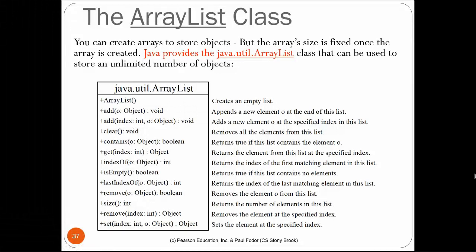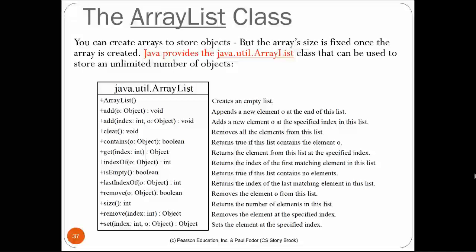Okay, so we talked about generic data structures and generic programming, and in fact we implemented our own class Stack of objects. You can create arrays to store objects. Basically, you can create an array of objects and it will store any kind of objects. However, the size of an array is fixed once you create an array. You can create a new array, copy the elements from the old array into the new array, and the new array may have a different, bigger size. However, there is no way to have an array to which you can add any number of elements: 100, 1,000, 1,000,000, 1,000,000,000, and so on.